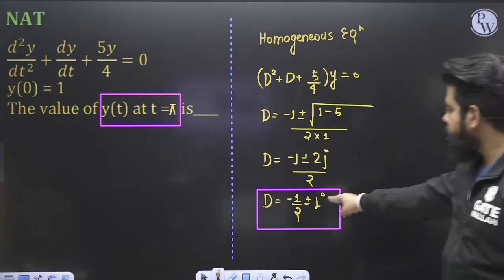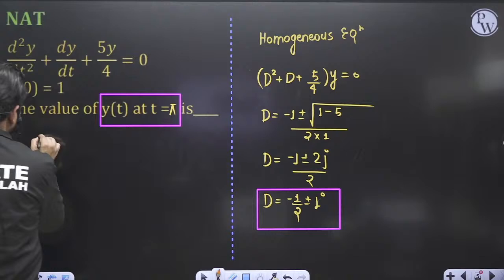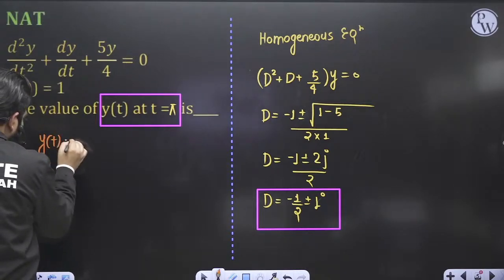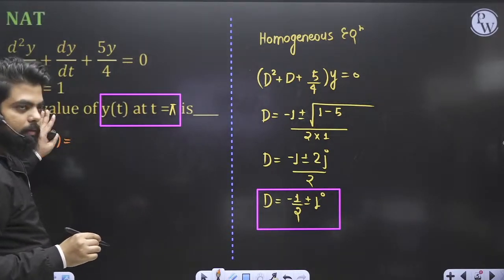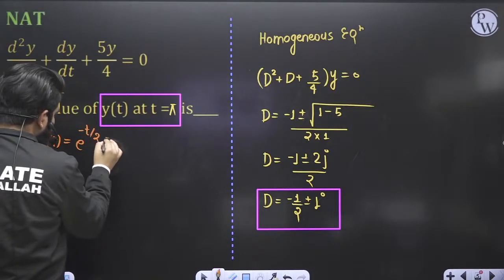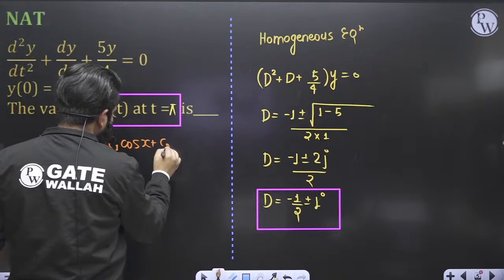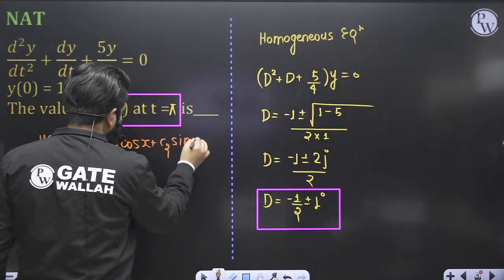For the homogeneous differential equation, you have got the roots. So what will be the value of the solution? Obviously in this case only the complementary function is needed. While writing the complementary function, I'll be writing it as e to the power minus t by 2 into (c1 cos x plus c2 sin x).